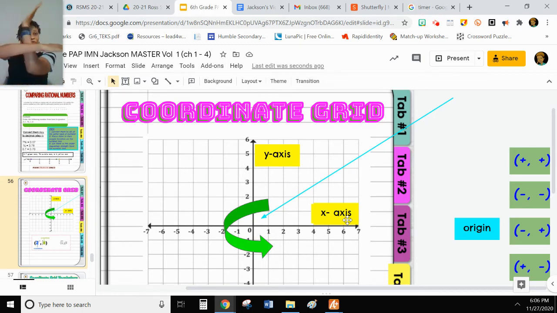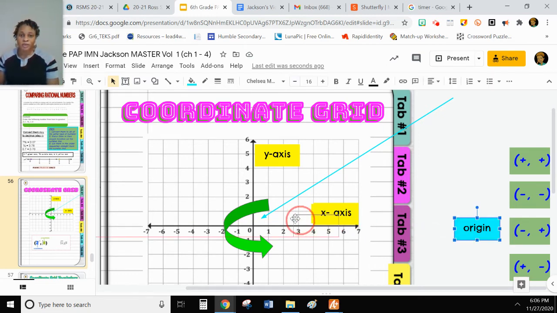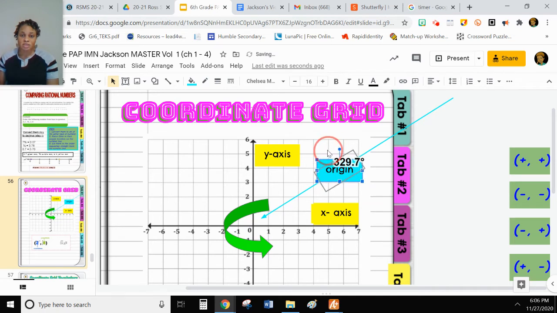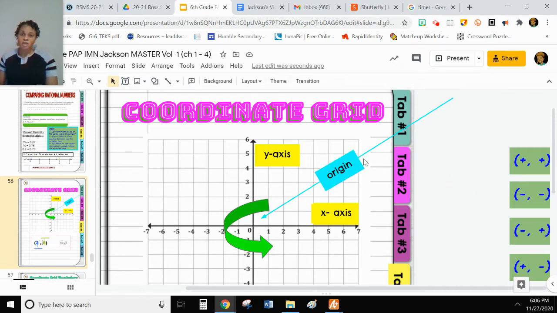The place where they meet is called the origin. This is the origin where they meet, okay? I'm going to just rotate this so you guys know which way the arrow is pointing. So the origin is 0 x coordinate and 0 y coordinate. They meet right here at this point. That is the origin, 0x and 0y, okay?